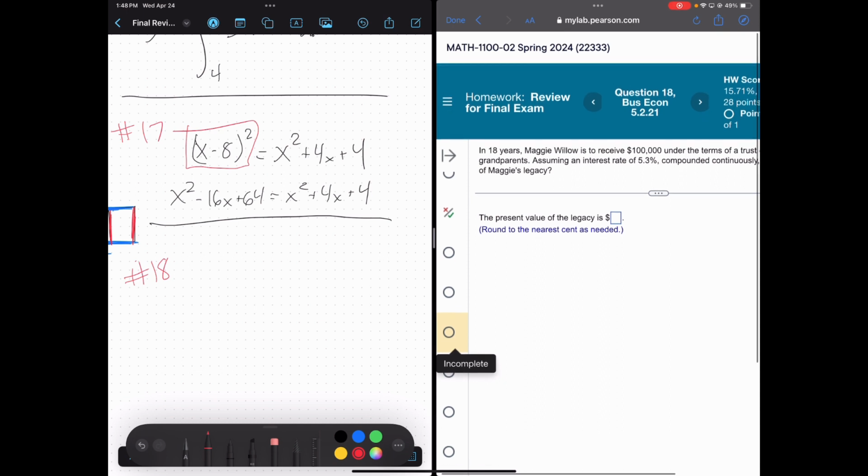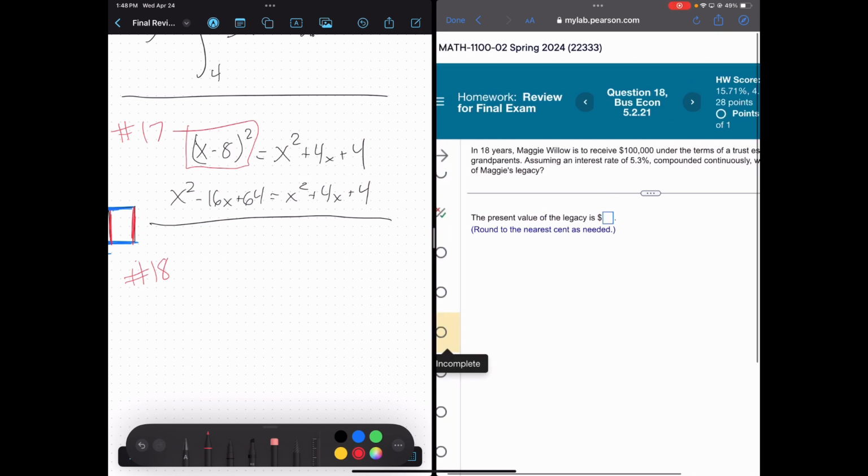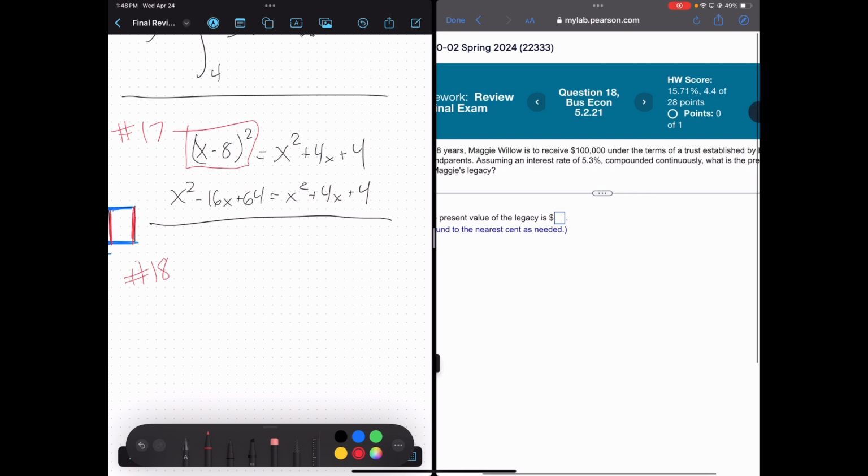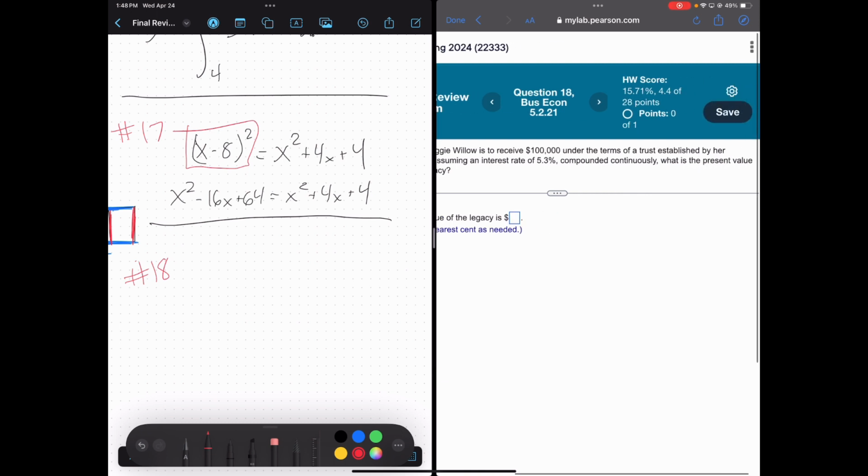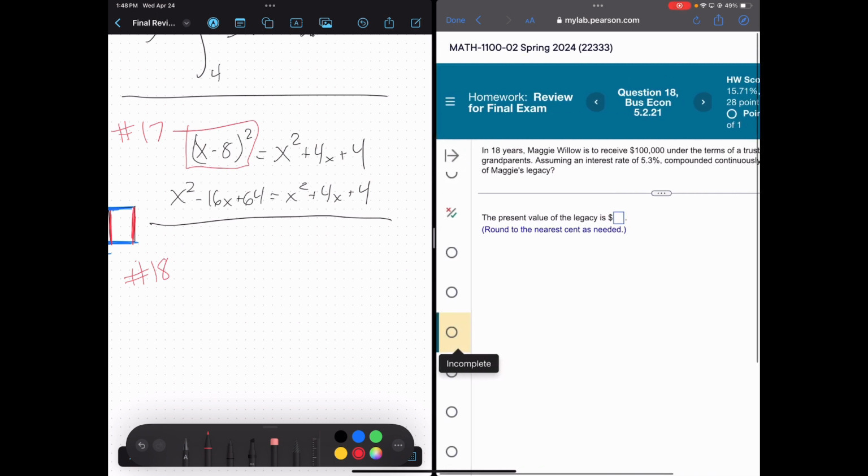Okay, number 18. This is from 5.2, but if we take a close look, let's see. In 18 years, Maggie Willow is to receive $100,000. If she's receiving that in 18 years, is that a future value or a present value? It's a future value, right? That's what she's going to get eventually. So it's not a P naught, it's a P. Under the terms of a trust established by her grandparents, assuming an interest rate of 5.3%, compounded continuously, what is the present value of Maggie's legacy?